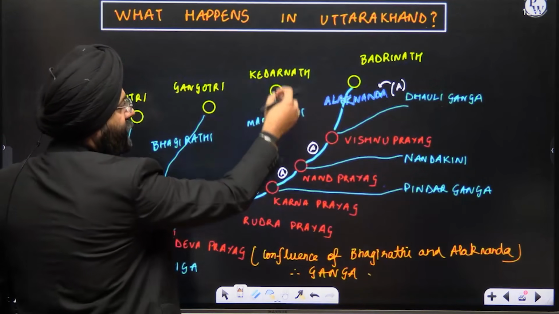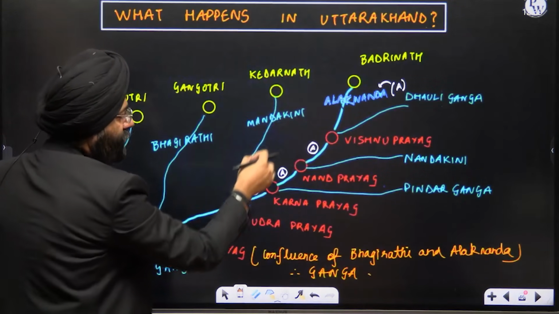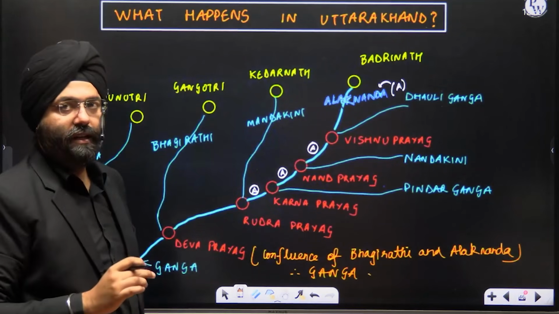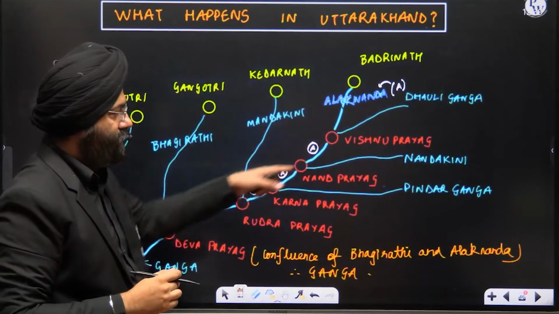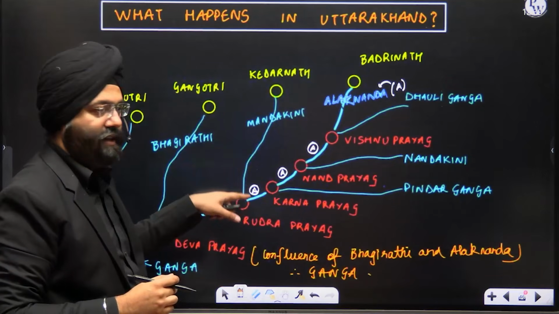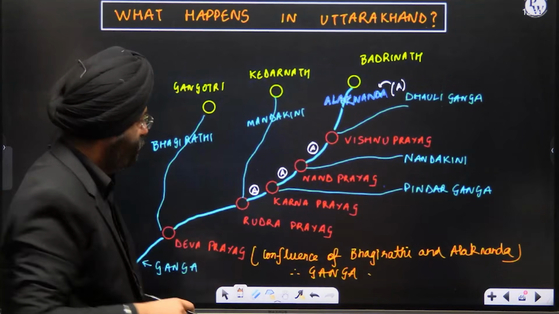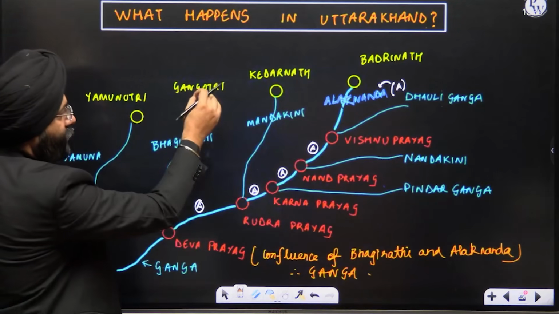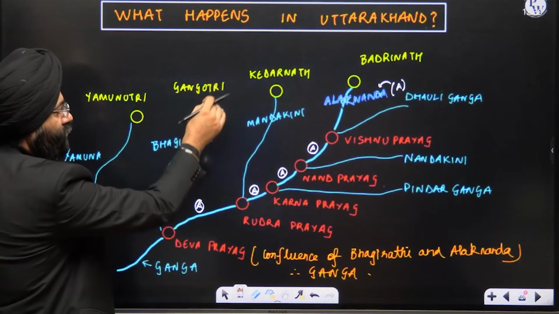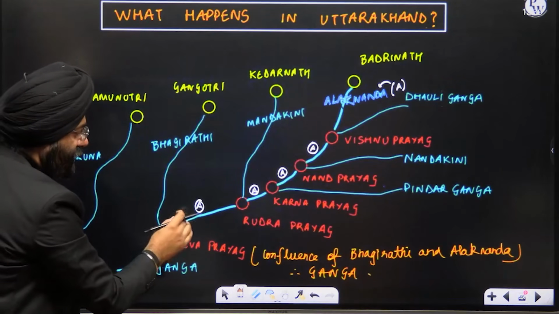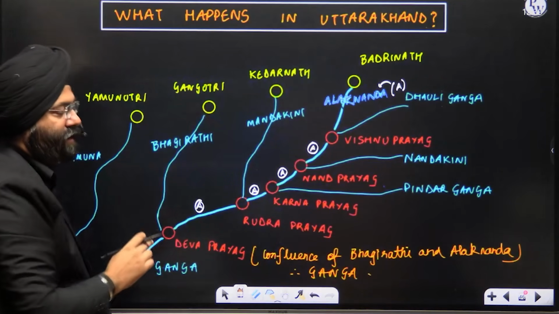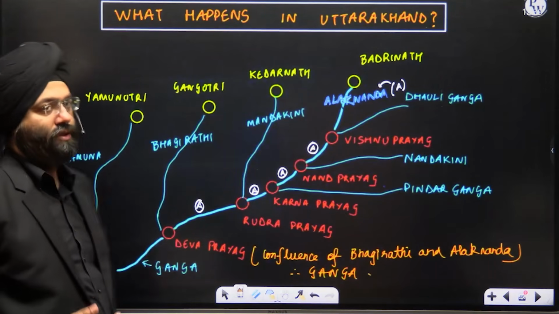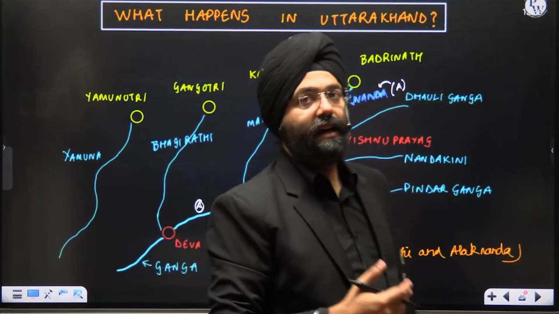Now, Mandakini river from the Kedarnath merges with Alaknanda at Rudraprayag, right? That means Alaknanda is still flowing. Mandakini merges with Alaknanda at Rudraprayag. Alaknanda is still flowing. Now, Bhagirathi from Gangotri merges with Alaknanda at Devprayag, and this is known as Ganga henceforth.